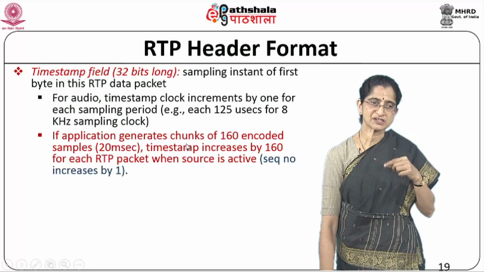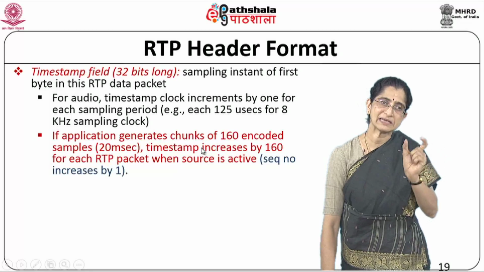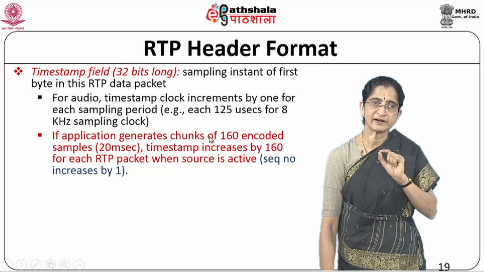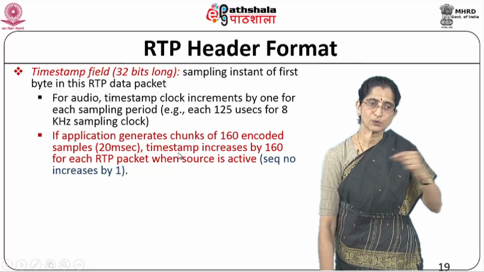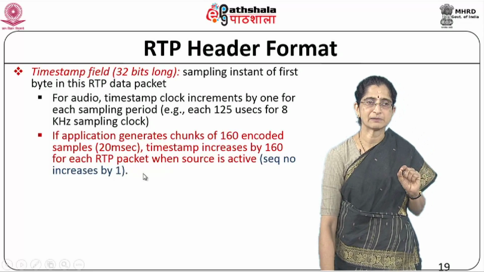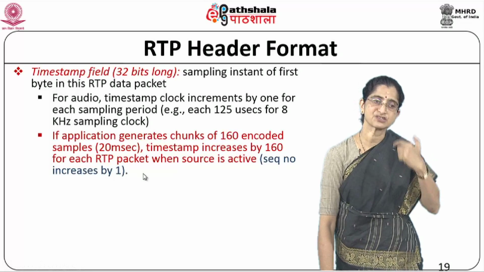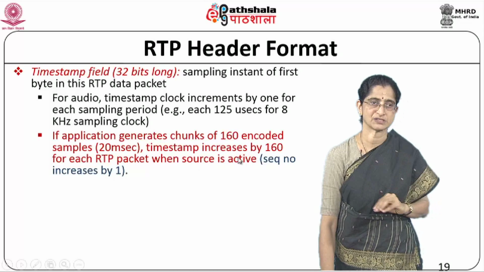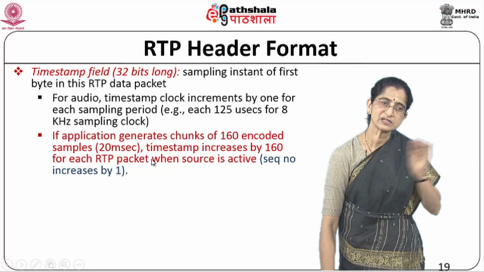So, if the application is generating chunks of 160 encoded samples, for instance, 20 milliseconds of samples being sent as one chunk, in 20 milliseconds I would get 160 encoded samples. Which means the timestamp in subsequent packets will be incremented by 160. If I had a timestamp of X, the next RTP packet is going to have the 161st sample, starting from the first one. So, it will have the value of X plus 160. That will be the value which you will find in the timestamp field. So, it tells you exactly what is the timing relationship between these two packets.